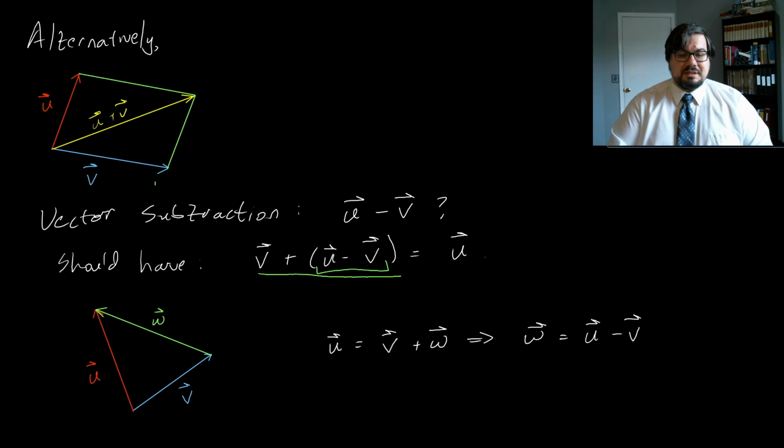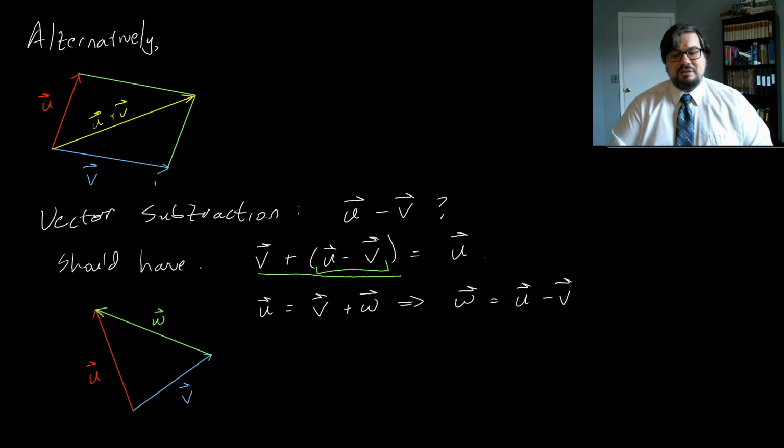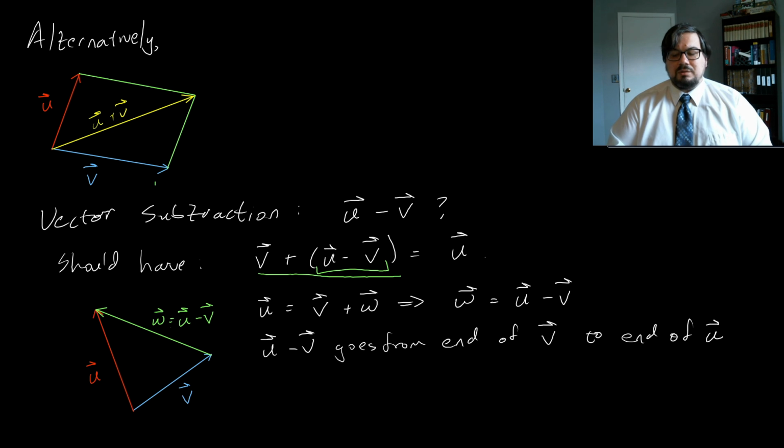Or in other words, if you want to think about it this way, which works, we can take this equation, u equals v plus w, subtract v from both sides to get that this w here is actually the same thing as u minus v. So this tells us that the vector u minus v goes from the end of v to the end of u when u and v have the same start point.